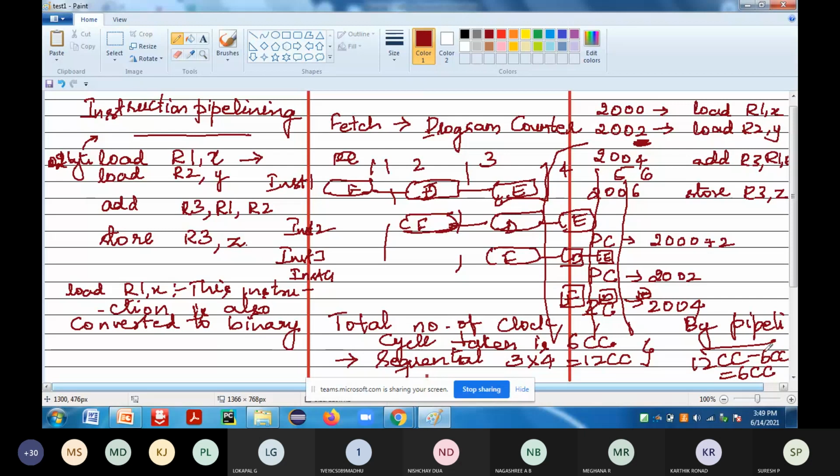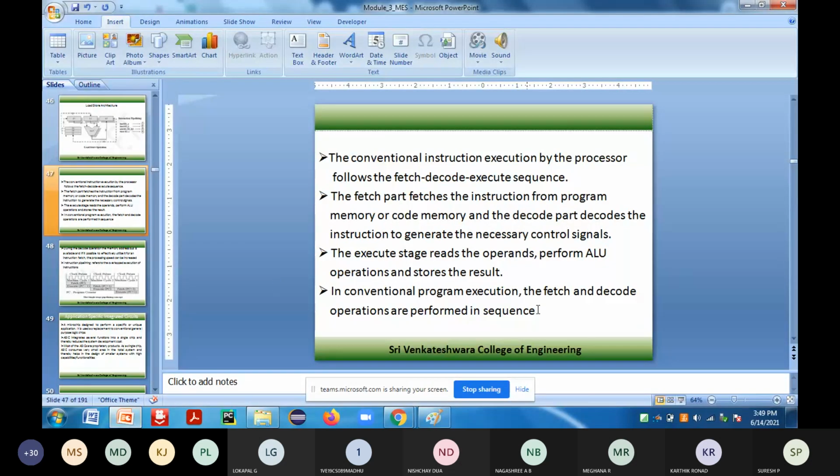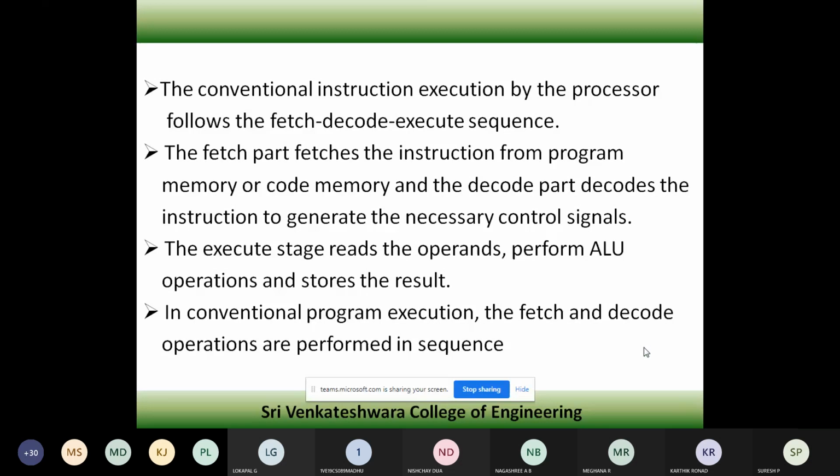You have seen that in your microcontroller itself, right? We have discussed it in the microcontroller, so you have to read it again. Now we are going to explain the same thing here. The conventional instruction execution by the processor follows the fetch, decode, and execute sequence.